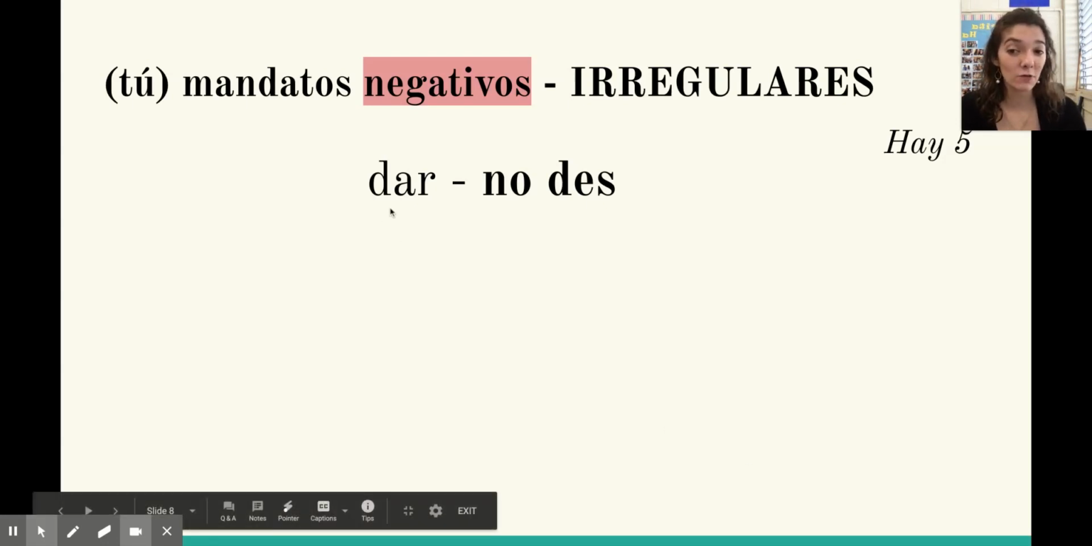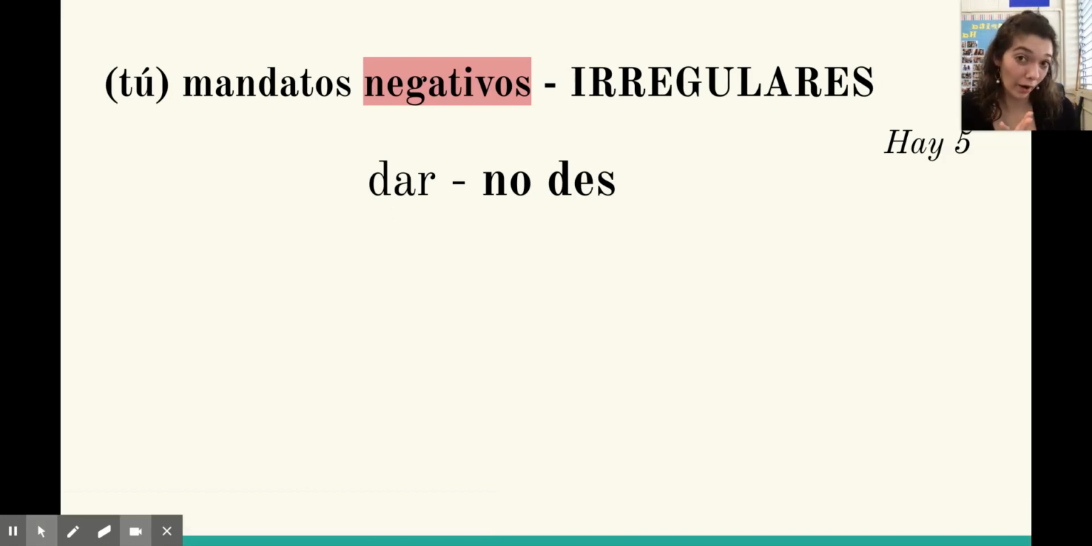Because if I follow the pattern of take the yo, drop the O, opposite vowel, add an S, dar in the yo form is doy. I can't really drop the O because it's an OY, right? So with doy, we can't really do much with that. So we're just going to make it irregular. We're going to say no des. Don't give. No des.